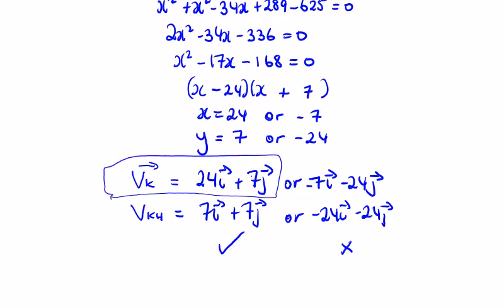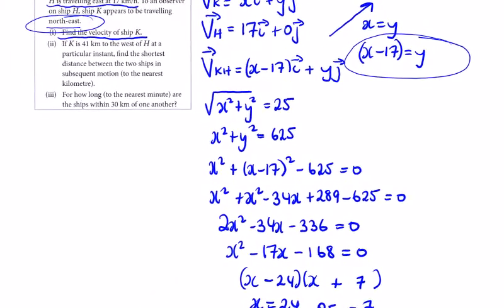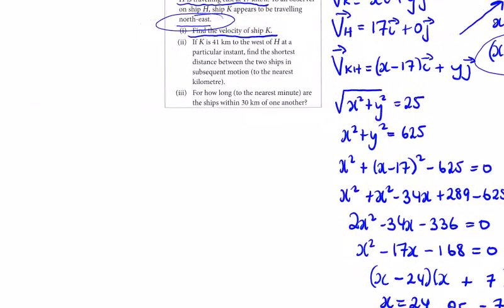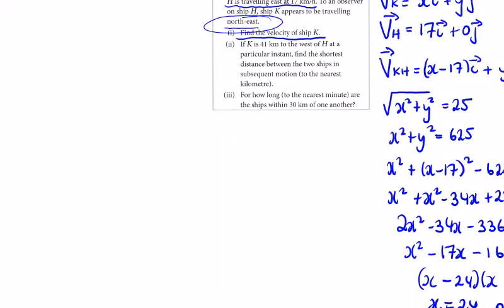So we can say that this is the velocity of K. Okay, there's another part to this question. If K is 41 kilometers due west of H, we know it's going in this direction here. At a particular instant, find the shortest distance. Okay, shortest distance, we can say this perpendicular distance here between the two ships in subsequent motion to the nearest kilometer.